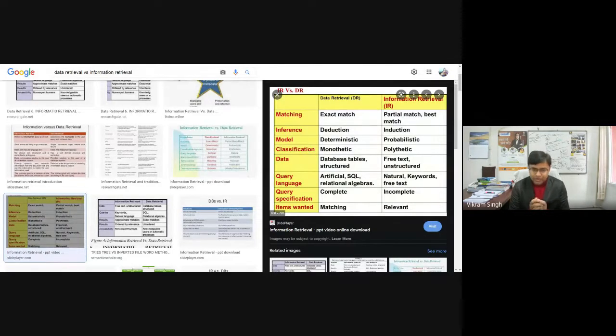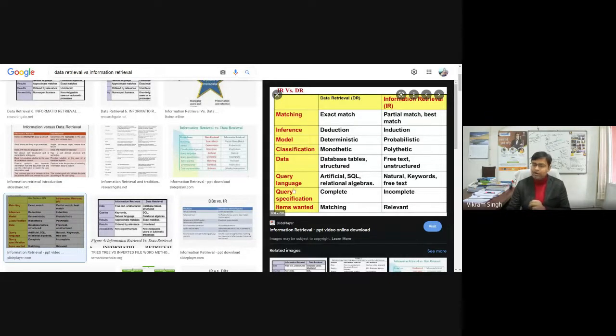But if you take a scientific document like a research paper, it has text, but it is not free text. It is structured text, right? Because we have different portions organized in different sections, in a different way, right?